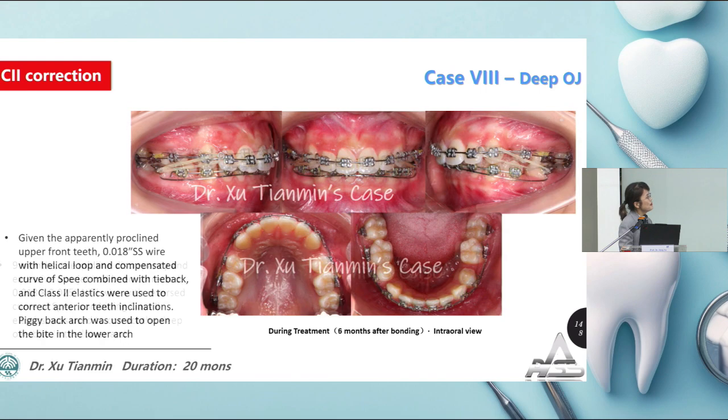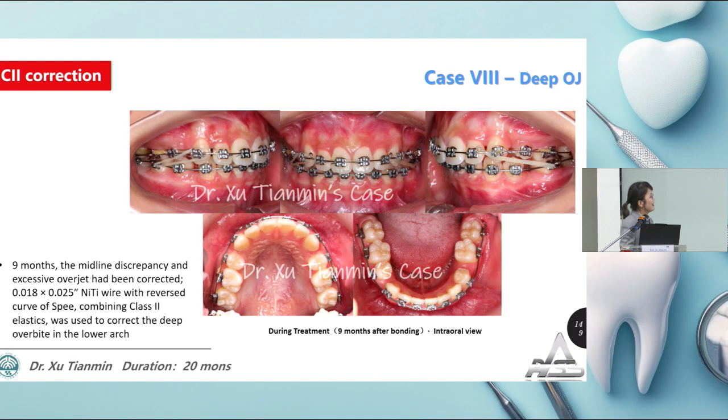We can do many things in one follow-up. At 9 months, the midline discrepancy and excessive overjet had been corrected. And we use an 1825 nighthigh wire with reverse curve of Spee in the lower, combining class 2 elastics to correct the deep overbite in the lower arch.